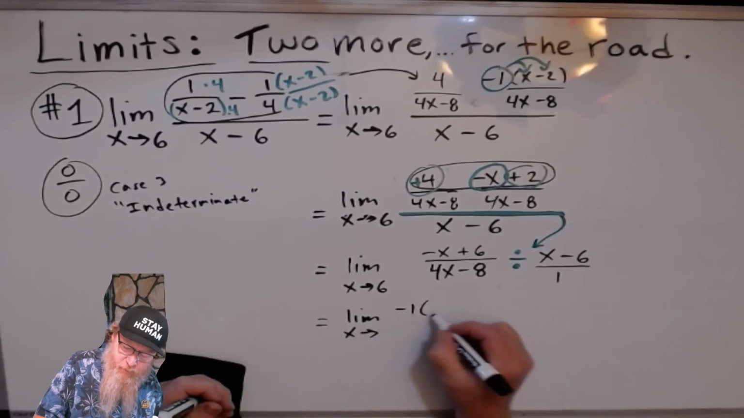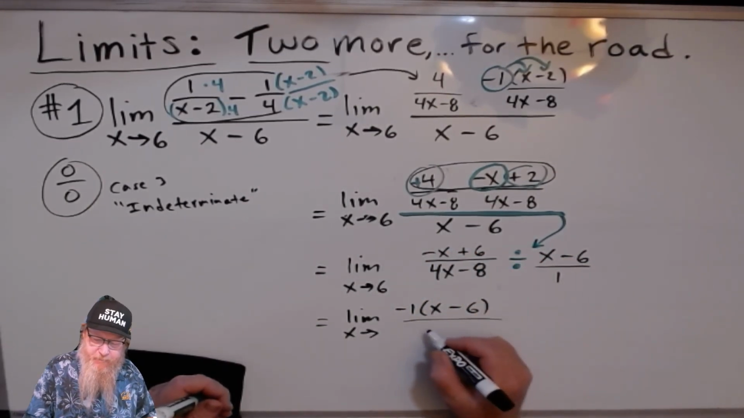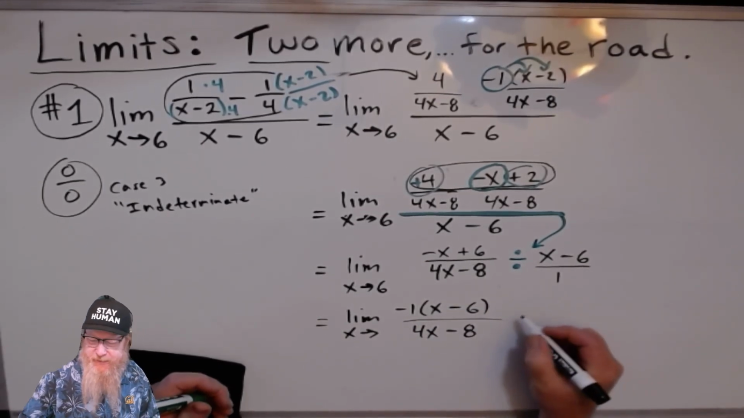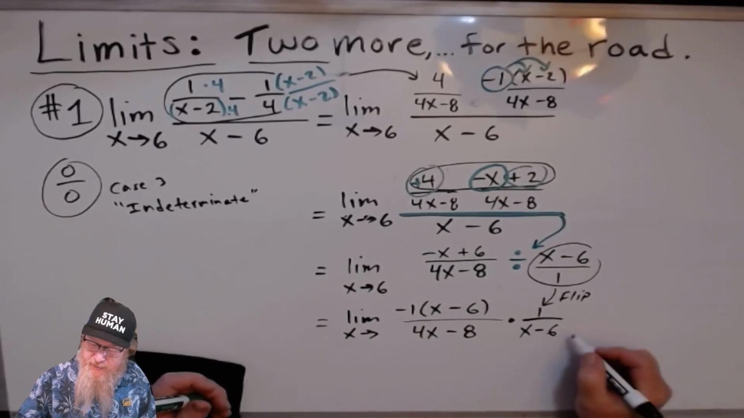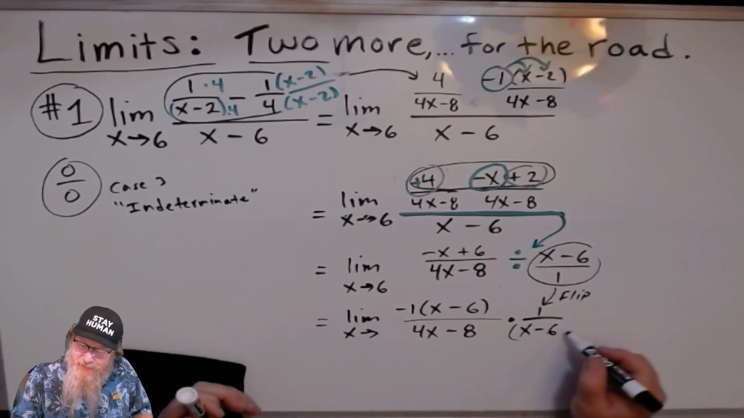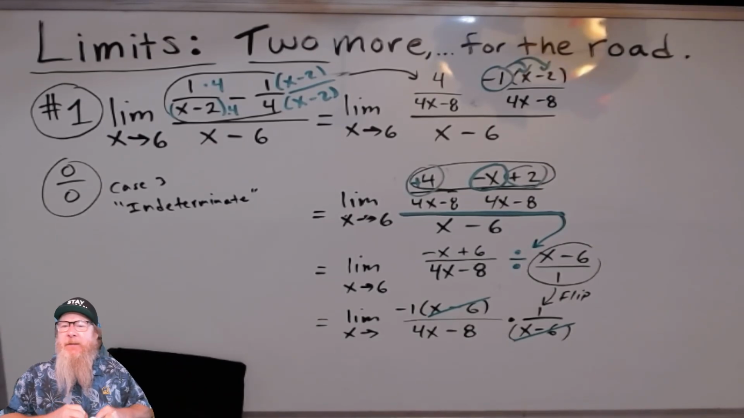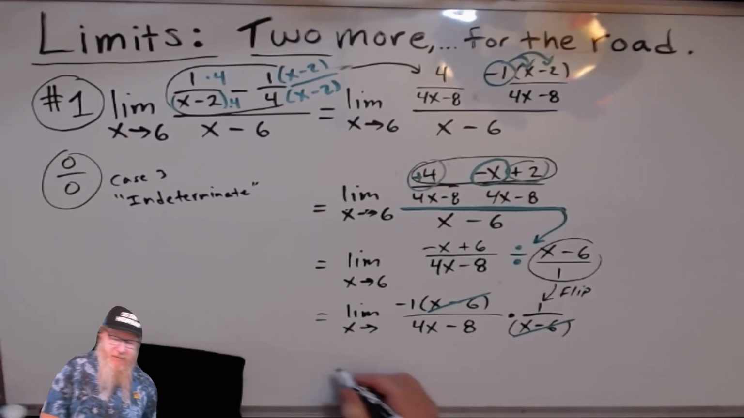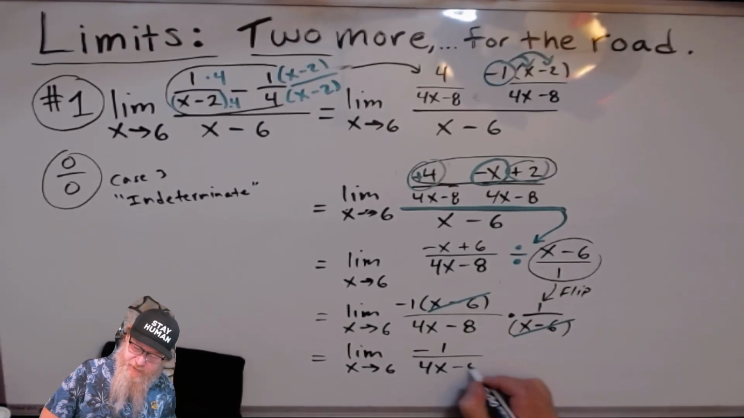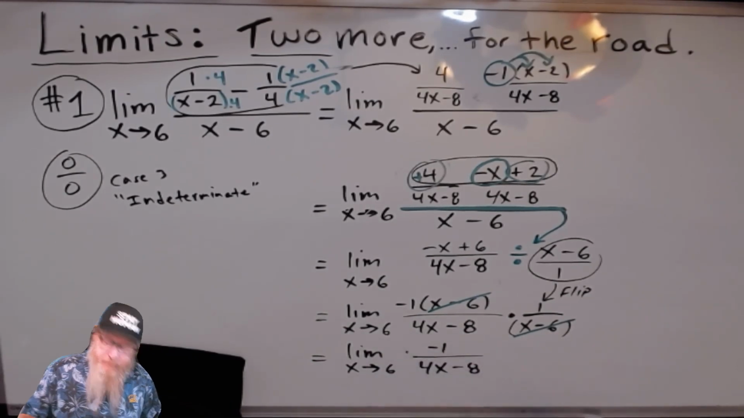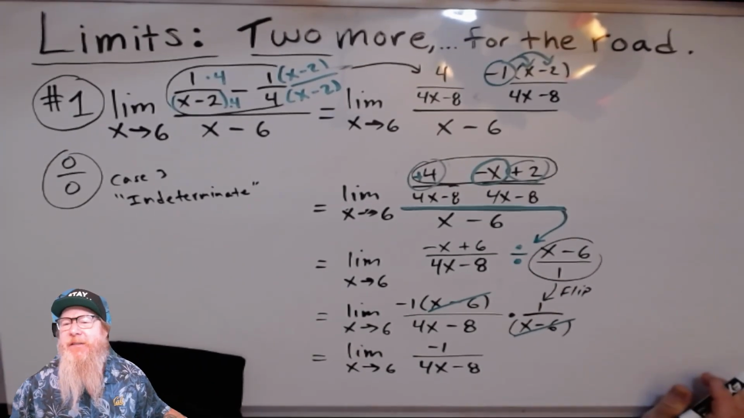All right, I'm going to factor out a negative 1 from the negative x plus 6. I could factor the bottom, but it doesn't help the problem, so I'm just going to leave it alone. Then I'm going to flip this and multiply by 1 over x minus 6. I could put parentheses around it if it makes it look nicer. It's up to you. And there we go. We cancel the x minus 6s. I feel a lot better about this one now. So this is the limit as x approaches 6 of negative 1 over 4x minus 8.